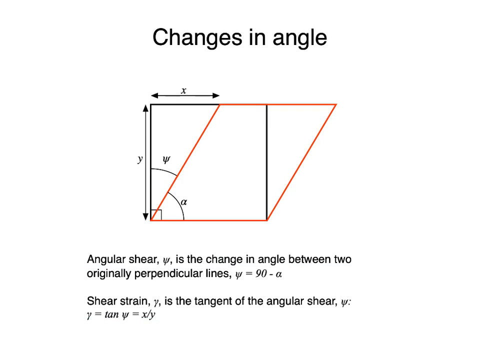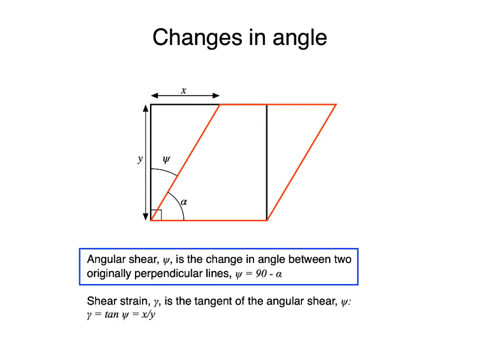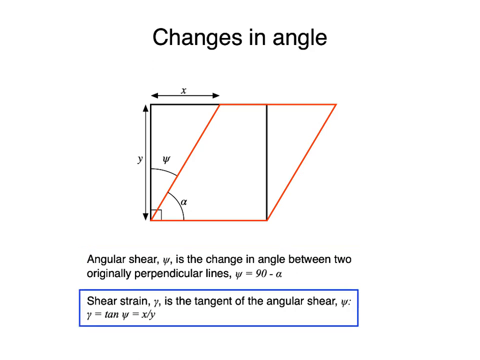For changes in angle, we have two measurements. The angular shear, psi, which is the change in angle between two originally perpendicular lines. And the shear strain, gamma, which is the tangent of the angular shear.